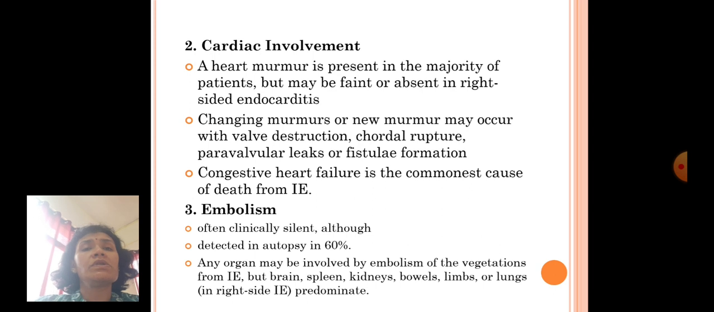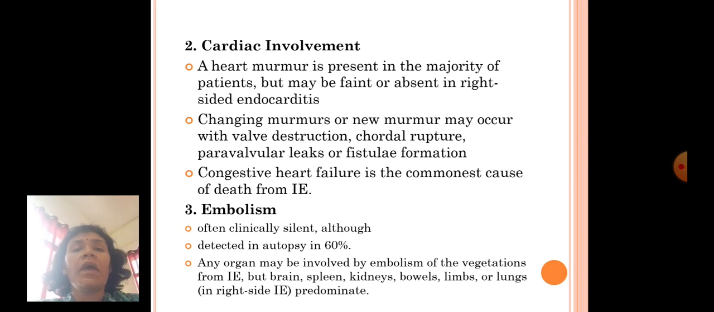There is usually a heart murmur in the majority of patients with cardiac involvement, but sometimes the murmur can be absent, especially in right-sided endocarditis, where it can be faint or even absent. Presence of changing murmurs or a new murmur can occur with valvular destruction and is a very characteristic finding in infective endocarditis. It can also be because of chordal rupture, paravalvular leaks, or fistula formation. There can be congestive heart failure, and this is the commonest cause of death in patients with infective endocarditis.